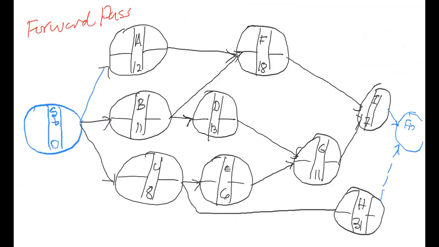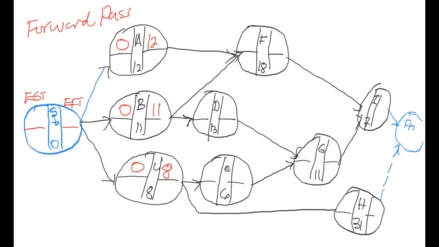So now, to begin your forward pass, you go to the start node. Notice that the time in the start node is zero. Therefore, any activity that is coming from the start node, the early start time will always be zero. Now, the early finish time of activity A is the early start time plus the duration. The duration is 12, so it's 0 plus 12. For B, it's 0 plus 11, and for C, 0 plus 8.